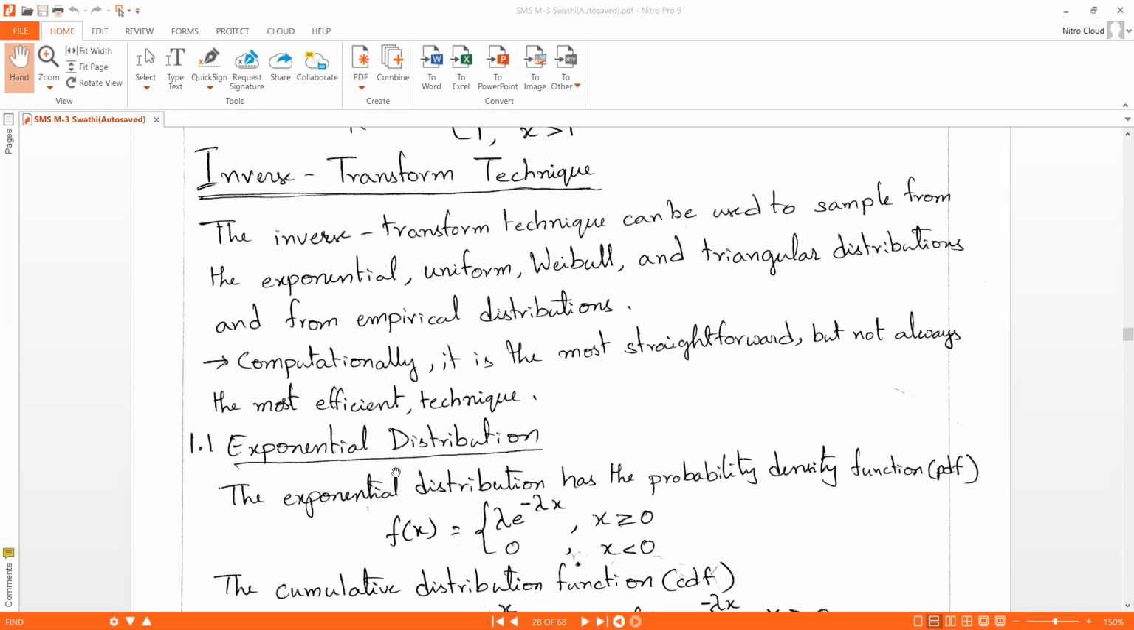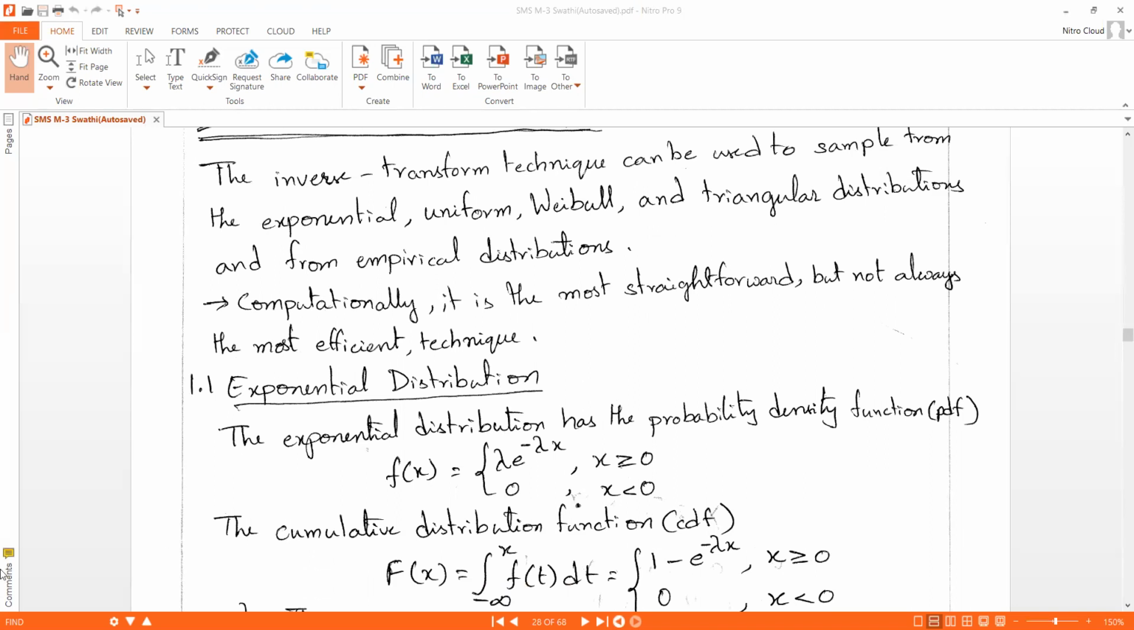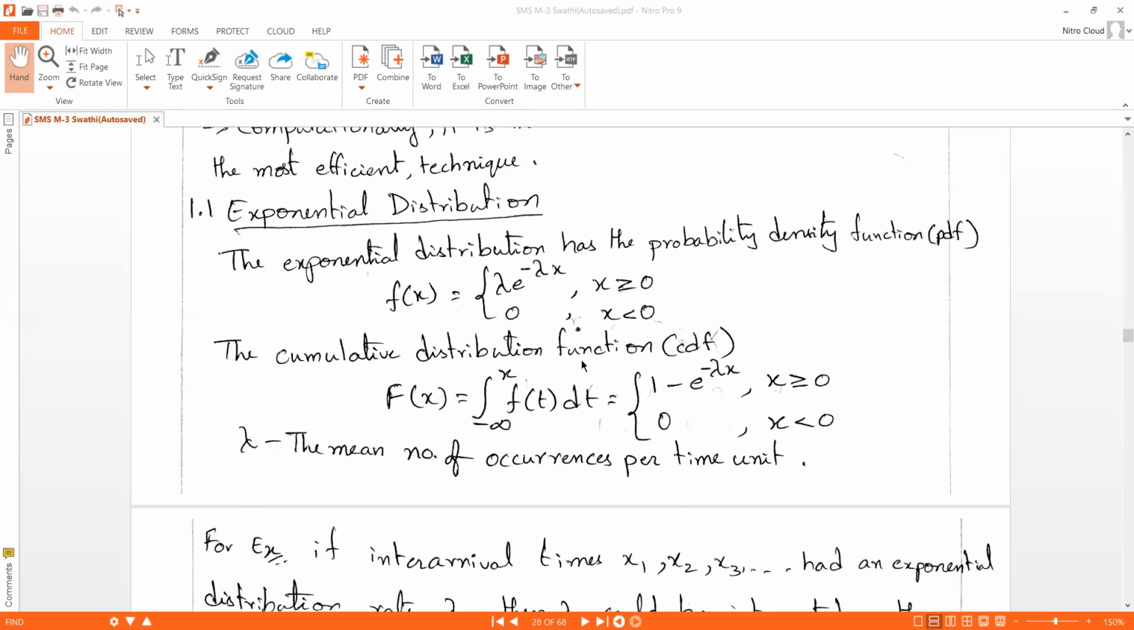Computationally it is the most straightforward, but not always the most efficient technique. Here we'll be seeing all these distributions again with respect to the inverse transform technique.